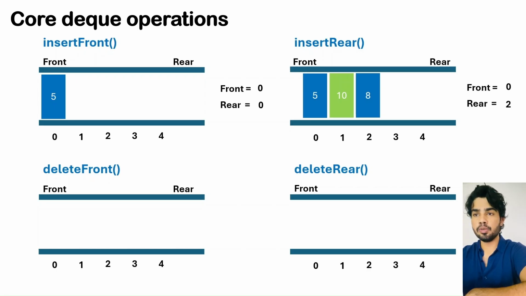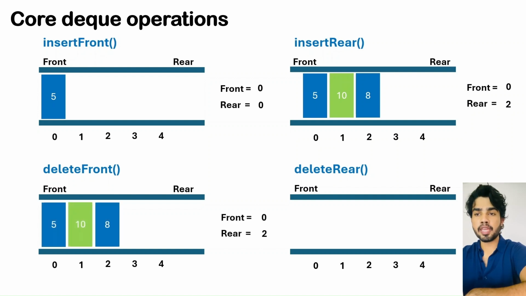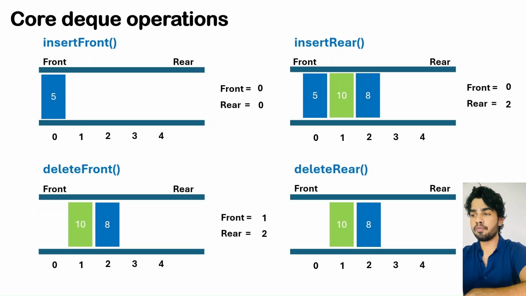Next, we look into the delete front operation. When using this operation, we can delete elements from the front of the deque. So I delete the element 5 from the deque by using this operation. As you can see, when I delete the element 5, the index of front becomes 1.